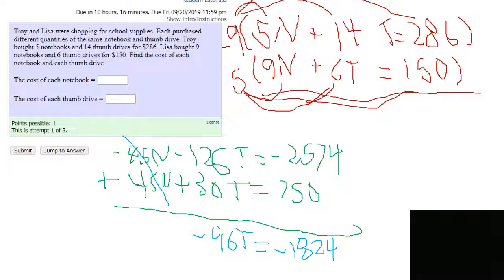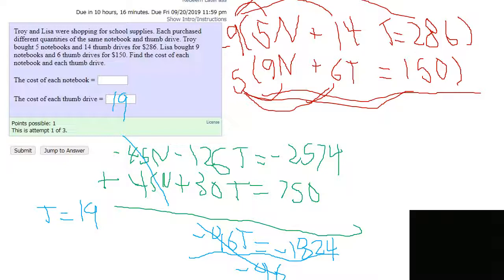It's being multiplied by this negative 96. So the opposite of multiplication is division. So we're going to actually divide both sides by negative 96. Negative 96 divided by negative 96 cancels, and that equals T. And then negative 1,824 divided by negative 96 is a positive 19. So we found that the price for thumb drives is $19.